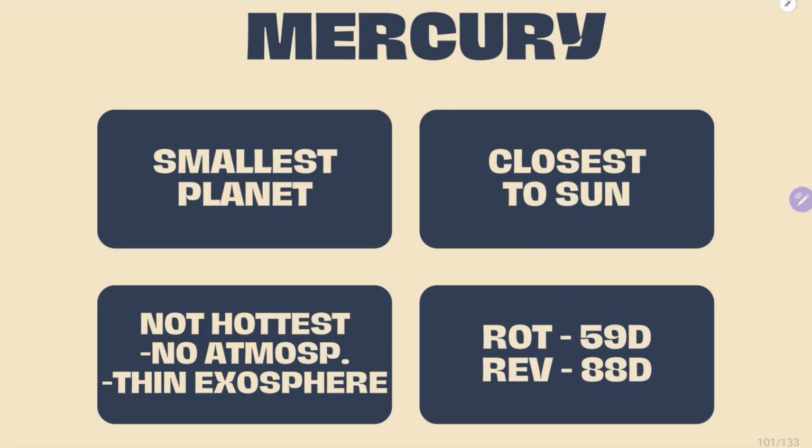So, to sum up, Mercury is the smallest planet in the solar system. It is the closest planet to the Sun. It is not the hottest planet. Mercury doesn't have a regular atmosphere and instead has a thin exosphere, and its rotation takes 59 days, while its revolution around the Sun takes 88 days.